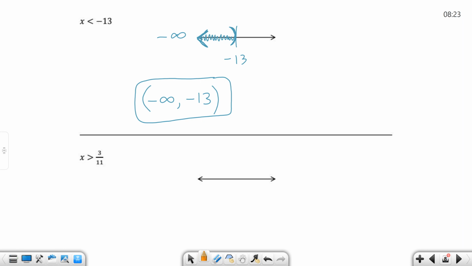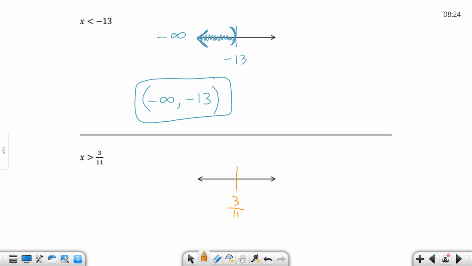X is greater than 3/11. So again, what number do I care about? 3/11. Wait a minute, Mr., can I put a fraction? Yep, you sure can. I mean, a fraction is a number just like negative 13 is a number, or 0 is a number, or 7 is a number. Why can't you mark 3/11? You don't have to do it.